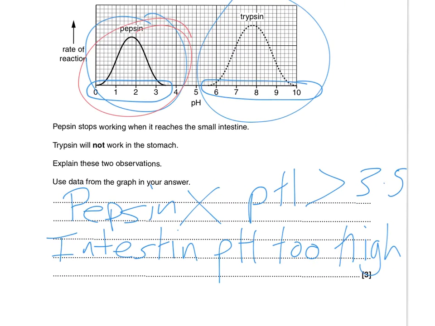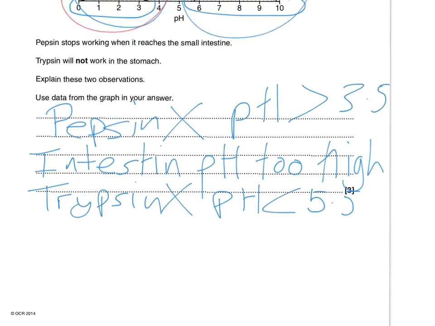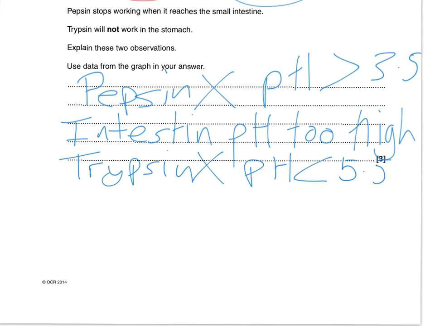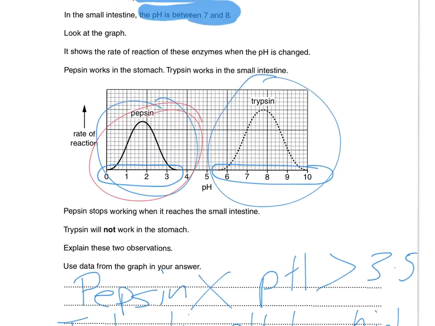So third mark is going to be doing the same for trypsin. So where does trypsin work best, or where does it not work? Okay, so you can see that trypsin doesn't work at pHs of less than 5.5, like I said earlier. Okay, 5.5. That's your 3 marks done. There's actually a 4th kind of marking criteria that you could put in. So if you said that the stomach pH is too low. There's 4 points there. There's literally no knowledge needed. It's all in that question.